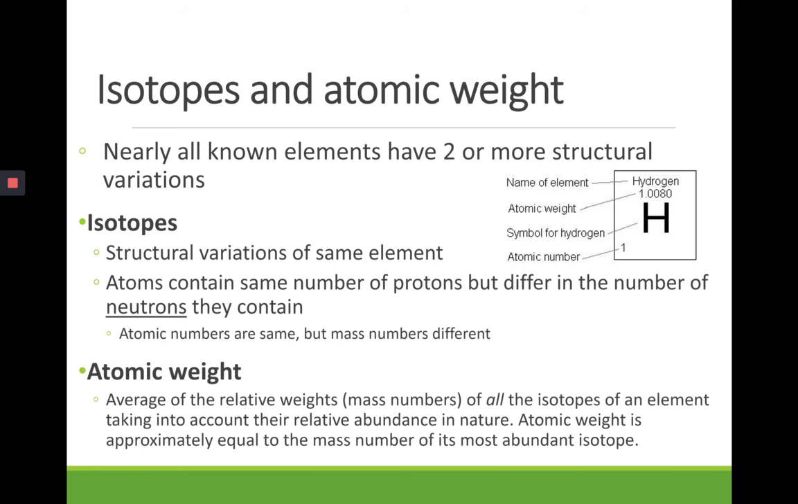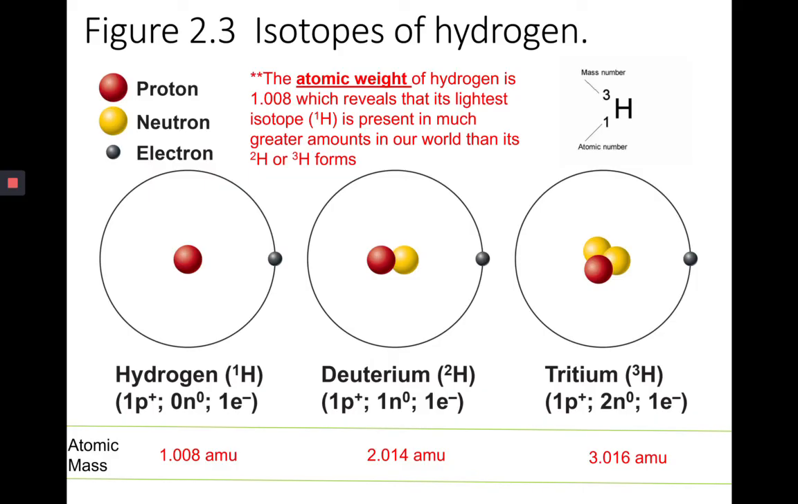And isotopes come into play in order to calculate atomic weight, because atomic weight is the average of the relative weights or mass numbers of all the isotopes of an element, but we have to take into account the abundance of that isotope in nature. So let's look at some examples. So here we have isotopes of hydrogen. Now, the isotopes of hydrogen actually have different names, like deuterium and tritium. But hydrogen is the most abundant, or the more common, of our isotopes that we see here.